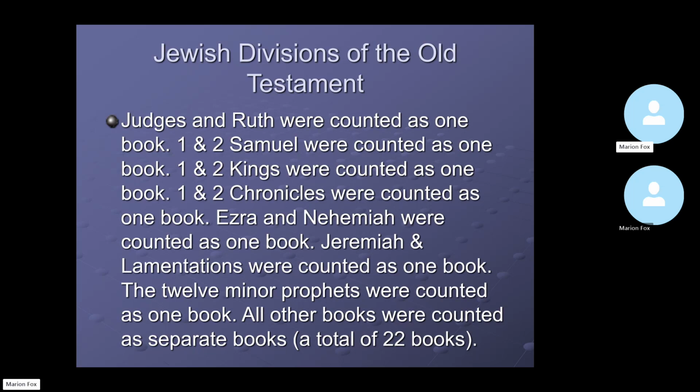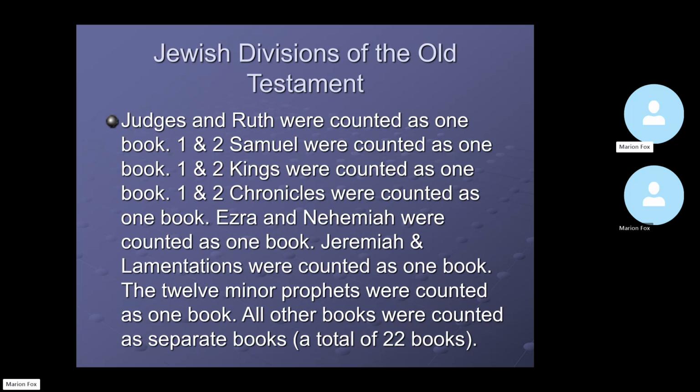Same thing happened with First and Second Kings and First and Second Chronicles. So we had three books, one book of Samuel, one of Kings, one of Chronicles, whereas we have six books. It's the same material, but it was just split up because the scrolls were too big and cumbersome for a scribe to hold for very long, too heavy. So Ezra and Nehemiah were on one scroll and counted as one book. And Jeremiah and Lamentations, of course Jeremiah wrote Lamentations, but they were counted as one book.